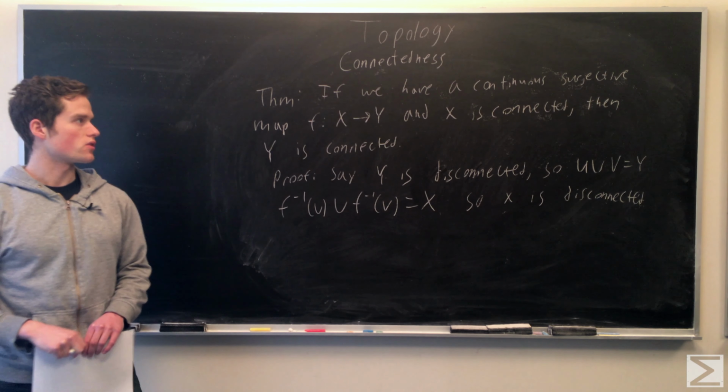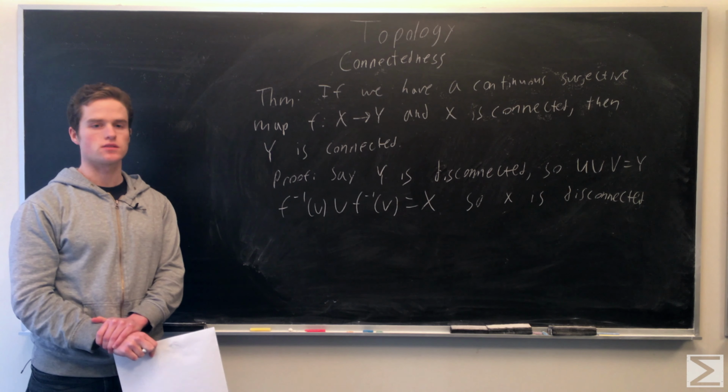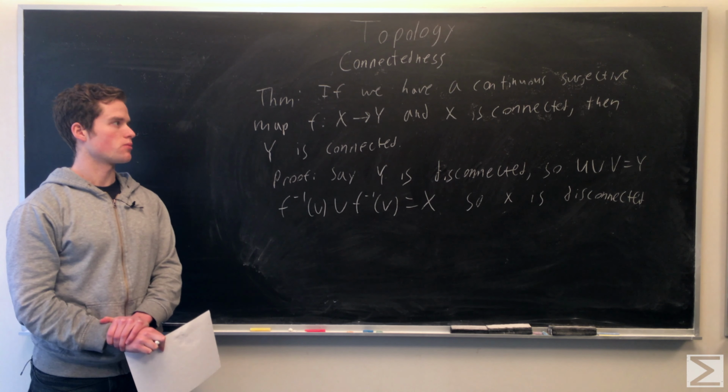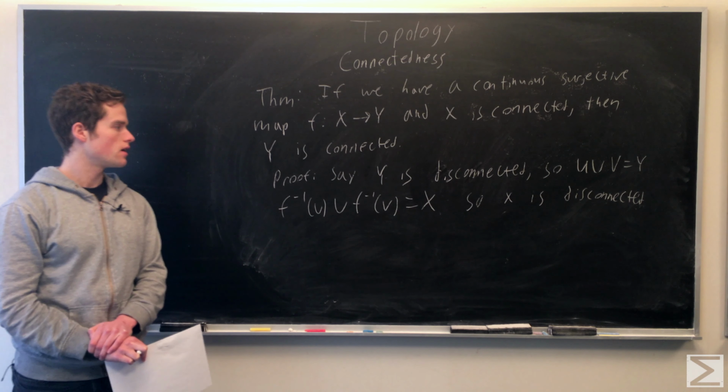So we can show that if we have a continuous surjective map F going from space X to space Y, and X is connected, then Y must be connected. So we can prove the contrapositive: if Y is disconnected, then X must be disconnected.